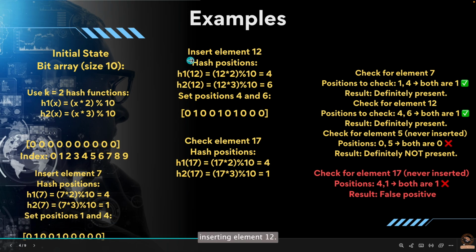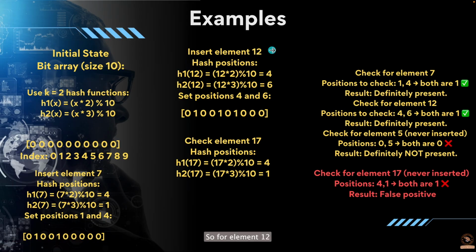Now we insert element 12. For 12, the h1 function gives 4 and the h2 function gives 6. We set these bits in the bit array, but since 4 was already set, we do nothing there. And for 6, we change the bit from 0 to 1. Now we have inserted two elements, 7 and 12.